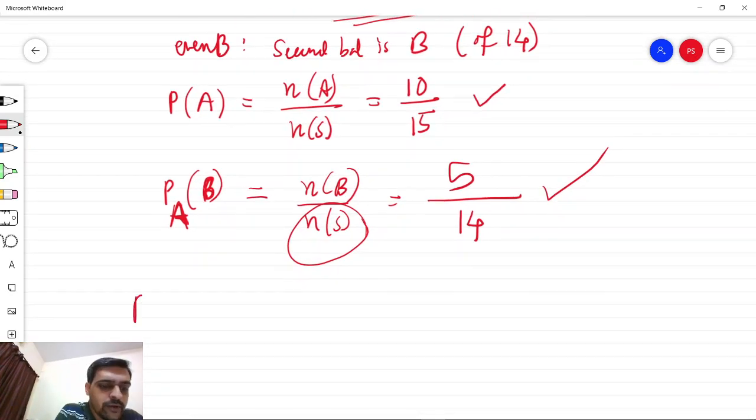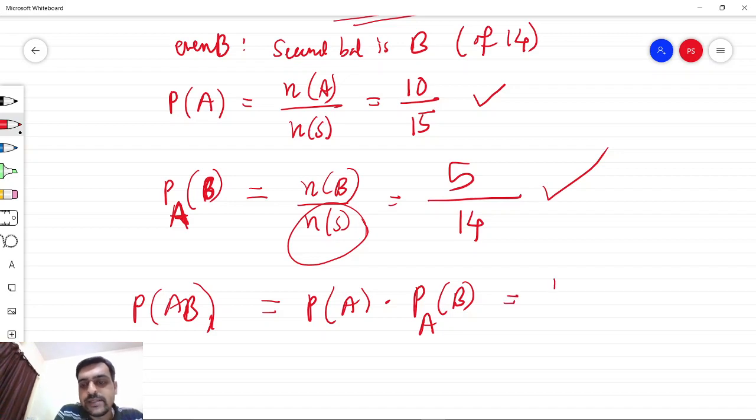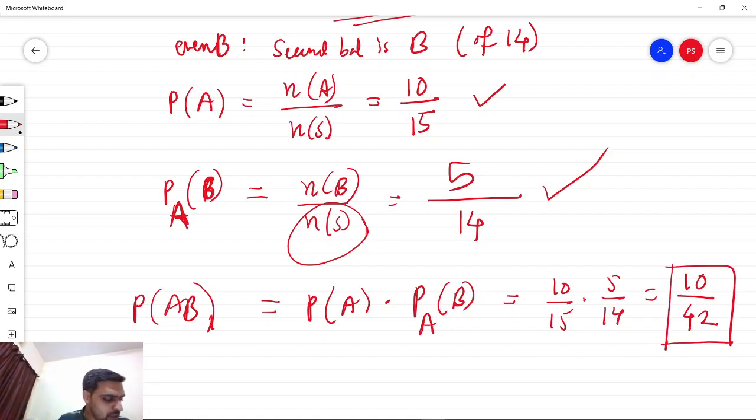Now what would be P of AB? We are asked to find the probability that the first ball is white and the second ball is black. So P of AB implies the probability of events A and B happening together. That is just P of A into P of B with subscript A, which is 10 by 15 into 5 by 14, which is just 10 by 42. So this is the answer to the original question.